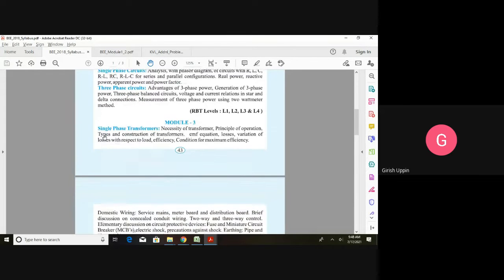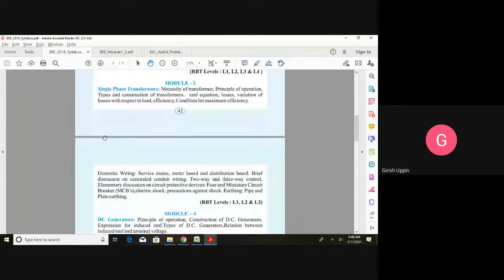Okay, so in this three-phase circuits module, we are going to understand advantages of three-phase power, generation of three-phase power, three-phase balanced circuits, voltage and current relations in star and delta connection, and measurement of three-phase power using the 2 wattmeter method. So those are the important questions from module 2.